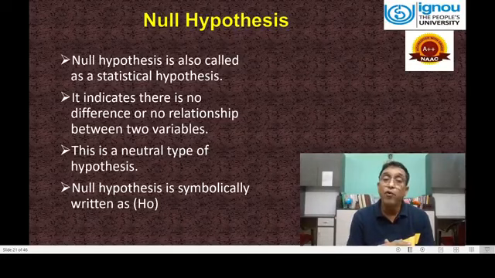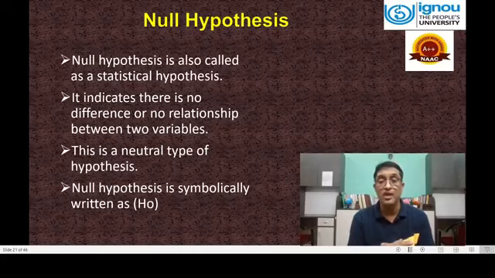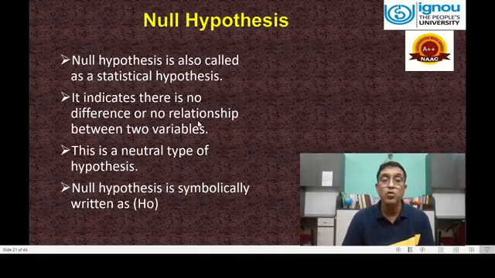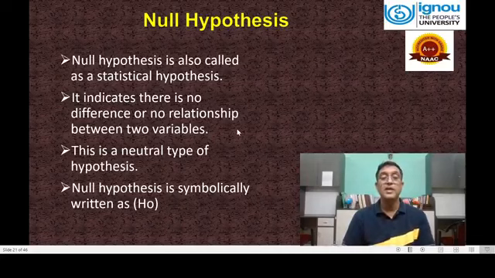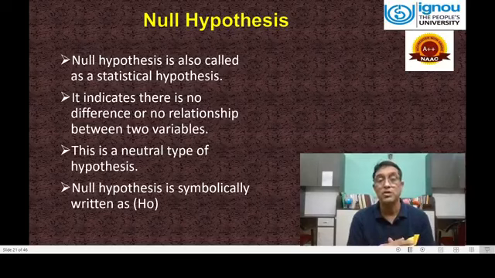Further, the fourth type of hypothesis that we will discuss, after directional, non-directional, and research, is the null hypothesis, which is also called a statistical hypothesis. Because you have to use certain statistics, certain statistical techniques and methods, certain computation, for testing the hypothesis. A null hypothesis indicates that there is no difference or no relationship between two variables. It says no difference between two groups or no relationship between two variables. So null means there is no relationship or no difference.